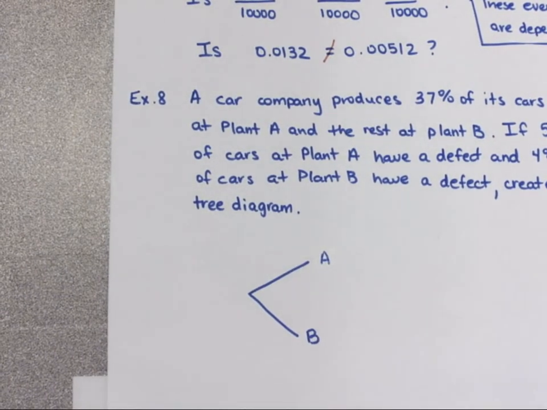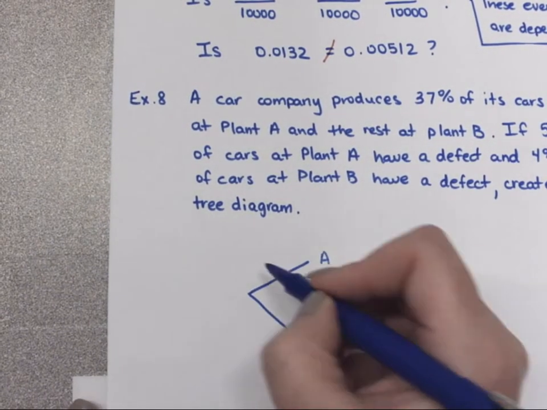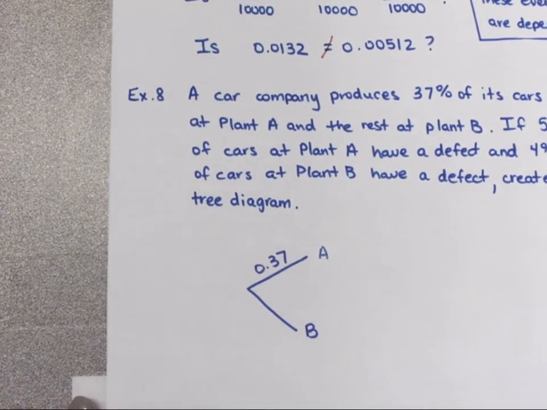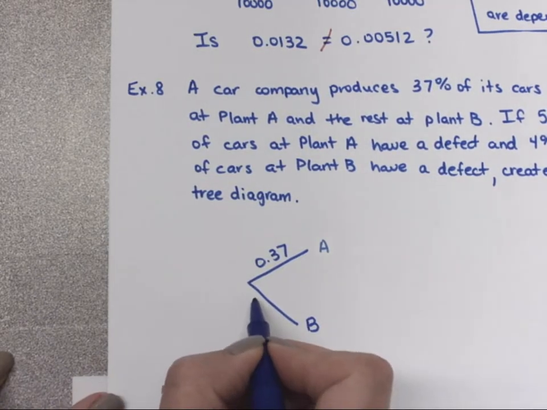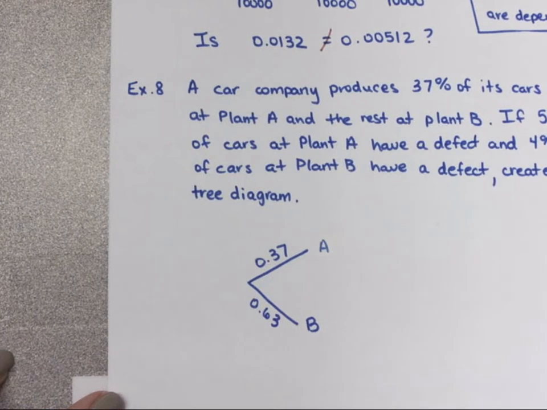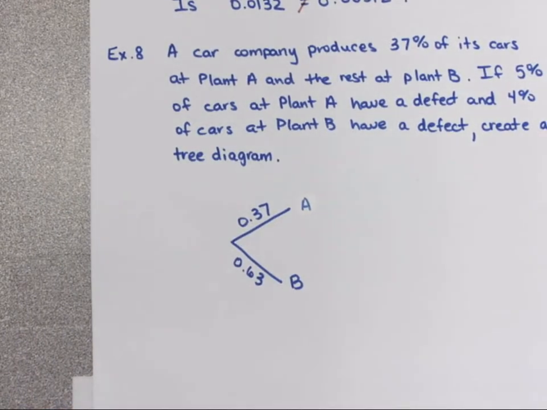What was the chance that the car was produced at Plant A? I gave you that. 0.37, okay? Which means automatically what's the chance that it came instead from Plant B since there's only two options? You could just subtract that from 1, right? It would be 0.63. Think of it like 100% minus 37%.